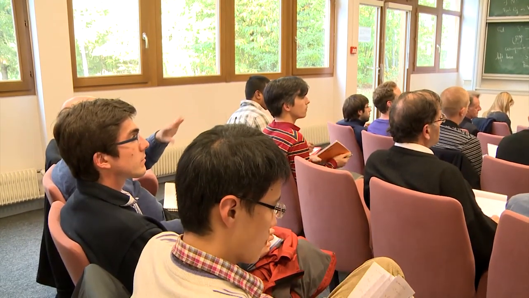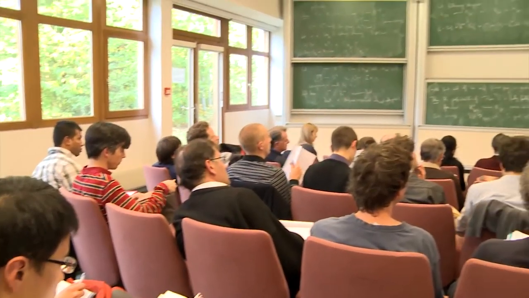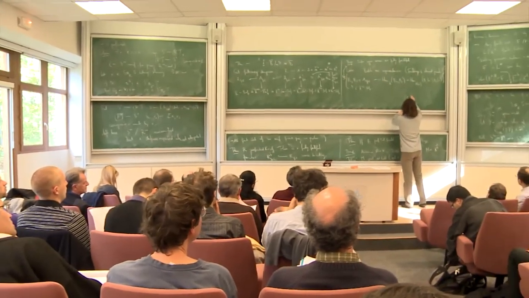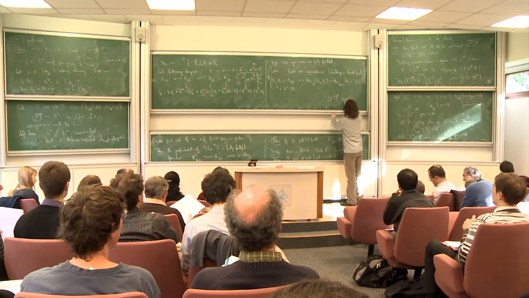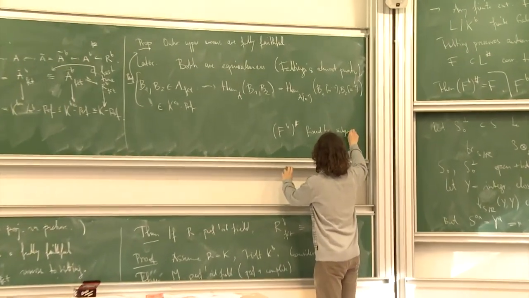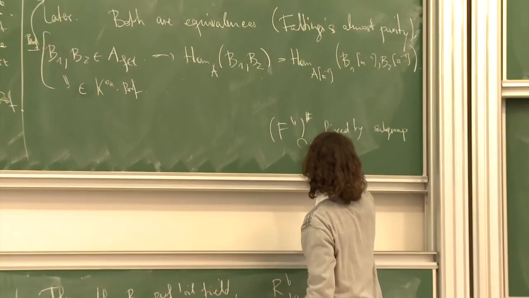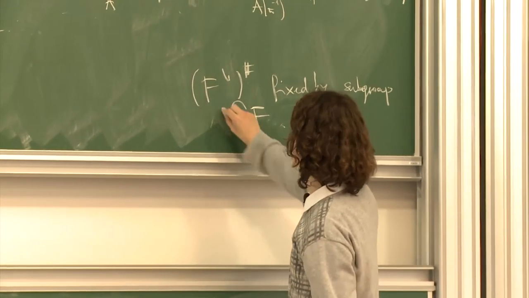Yes, because you have this equivalence of categories, it's true that F flat sharp will be fixed by the subgroup. So it's contained in F, which are the invariants. And because they have the same degree again, it follows that they are equal.